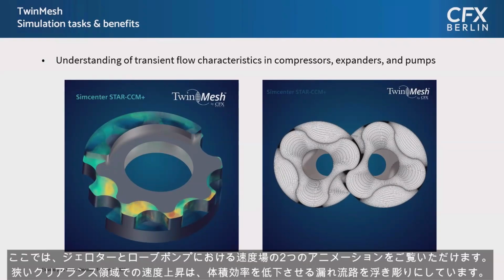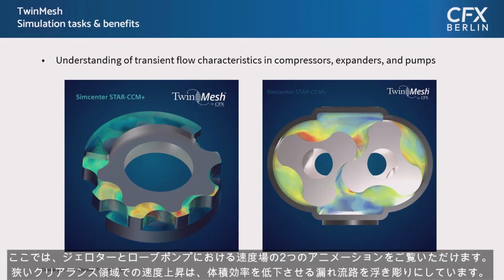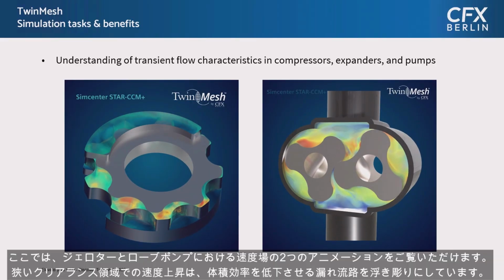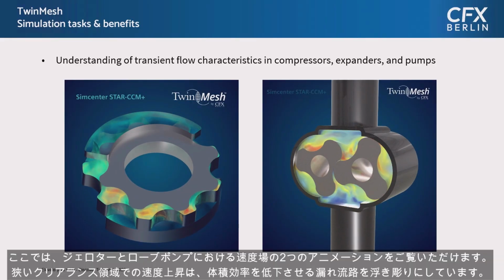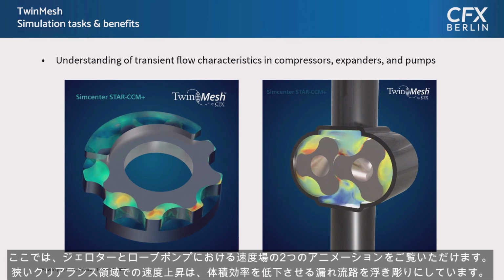Here you can see two animations of the velocity field in a G-rotor and a flow pump. Elevated velocity in the thin clearances highlights leakage flow paths which reduce volumetric efficiency.